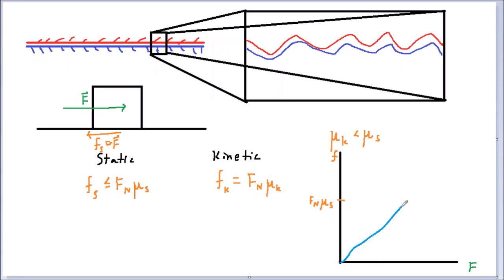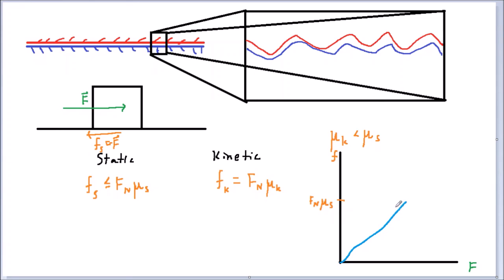The resulting friction force will be the exact same as this applied force. It can't be greater. It can't always have this max value, or else there would be a net force going backward, and we know blocks don't just magically move backward on their own, mostly. So as long as we're less than this F sub n times mu sub s, the force of friction is going to equal the applied force. It's going to perfectly counteract it, and the block is not going to move.